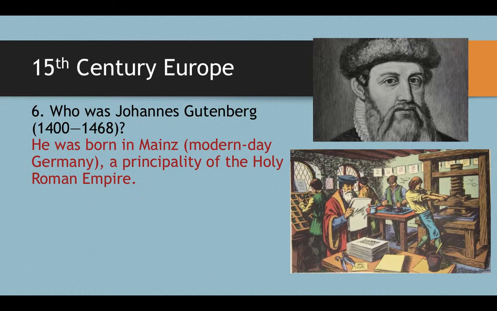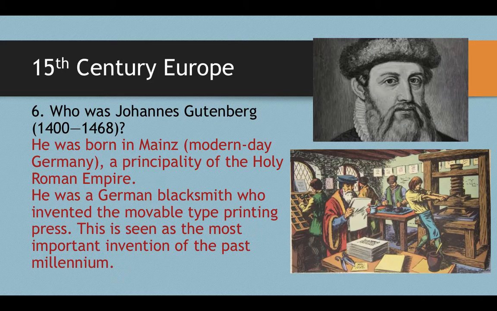So he was born in a place called Mainz, which is in modern-day Germany. At this time, it was a principality of the Holy Roman Empire. Remember talking about the Holy Roman Empire with Charlemagne. It is still around at this point in the 1400s, and that is where he was from. Now, he was a German blacksmith, right, someone who worked with metals and iron, and he invented the movable type printing press. This is seen as the most important invention of the past 1,000 years.